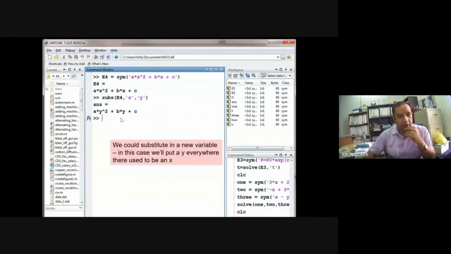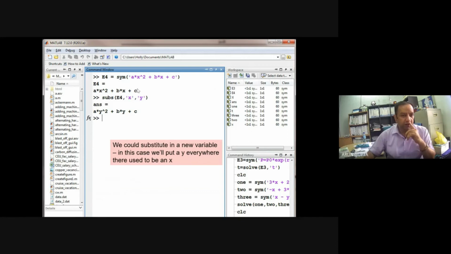Okay, so you can try this example. E4 is equal to symbolic, then substitute in E4 X for Y. The way you need to write down, that you remember. I think the rest of the thing is okay. First of all, you give the equation ax square plus bx plus c. Then you write down substitute bracket E4 comma x comma y. So you want to replace x with y.